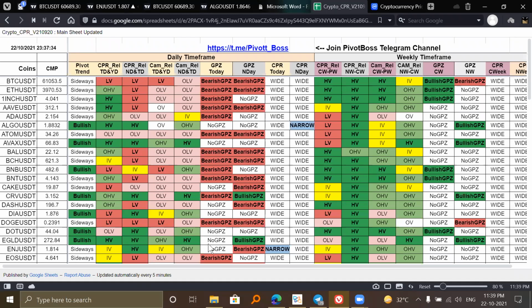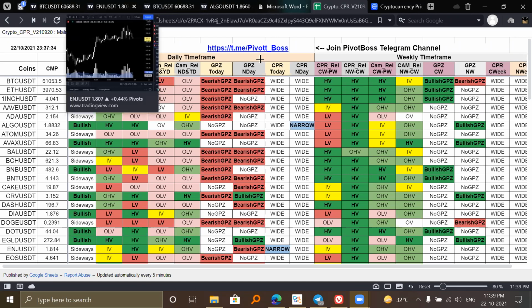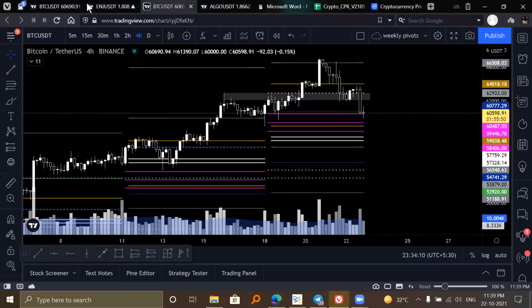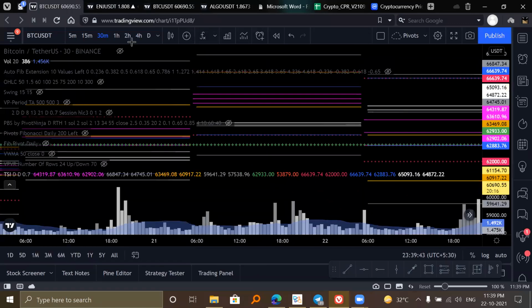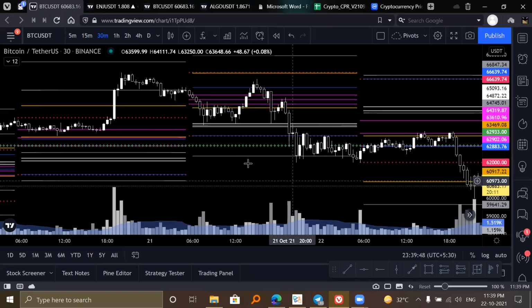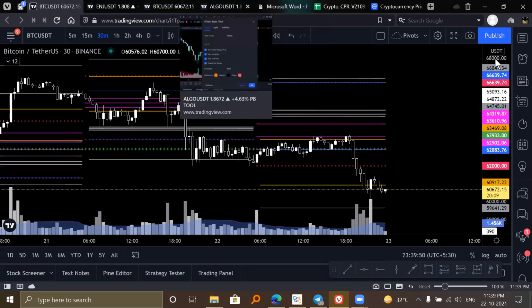Sir, can you go to the trading chart, the new PB tool? Not this one, this one. You have on the left side daily, today's PB new PB tool. Okay, this one.